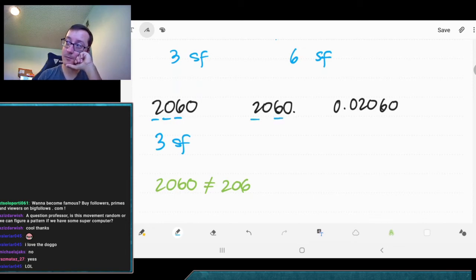Non-zeros. Let's look at the zeros we do have. We have a 0 in between, so we know that one's significant. We have a 0 at the end, so we have to look. Do we have a decimal? Aha! We do have a decimal here. And that decimal will tell us that that 0 there counts. That's a significant 0. So this number has 4 sig figs.